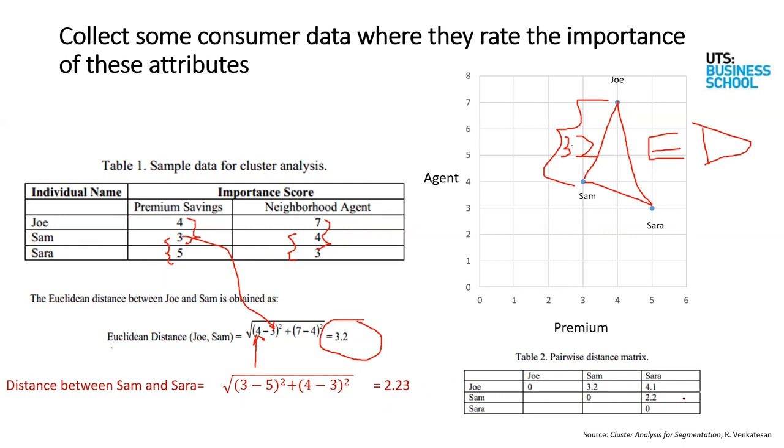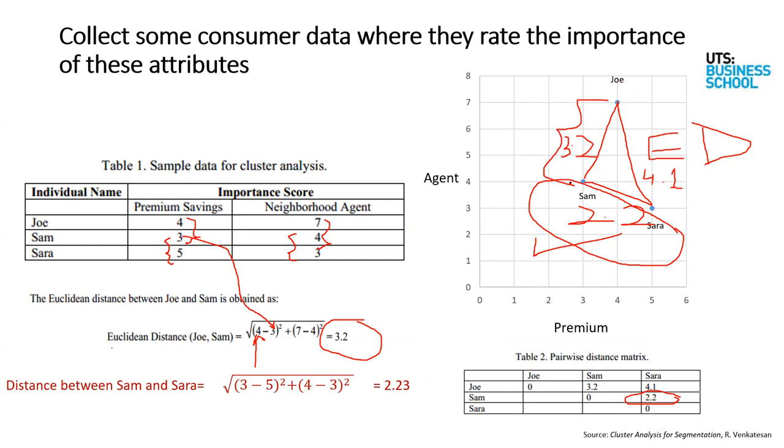So now you can see over here, the distance between Sam and Sarah is given as 2.23, and the distance between Joe and Sarah is 4.1. So from this, what we can conclude, and that is the important bit, is that the distance between Sam and Sarah is the smallest. So they could possibly be clubbed together in the same segment as compared to other clubbings of the segment.